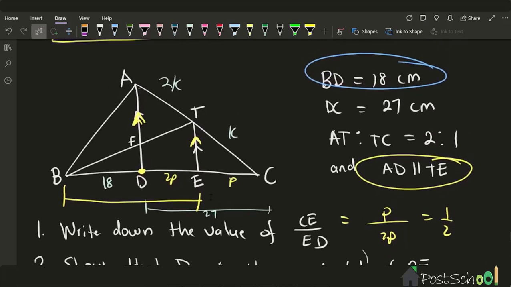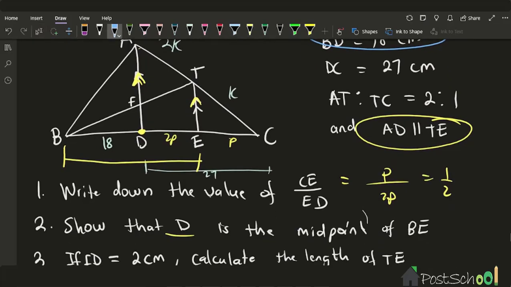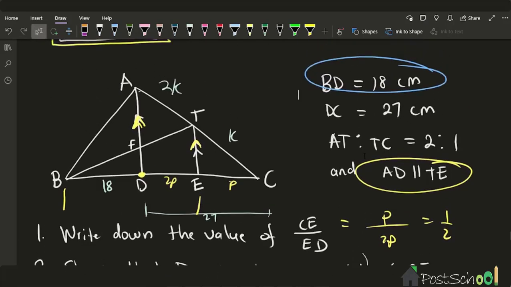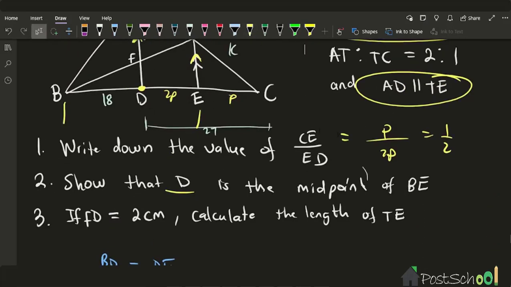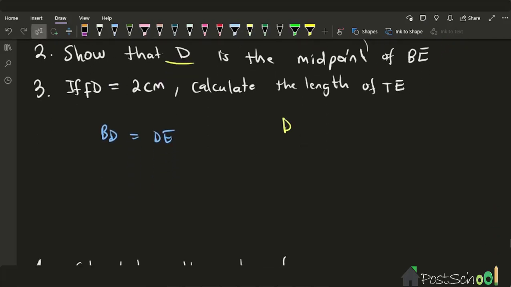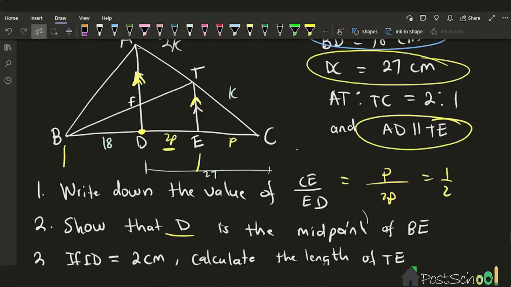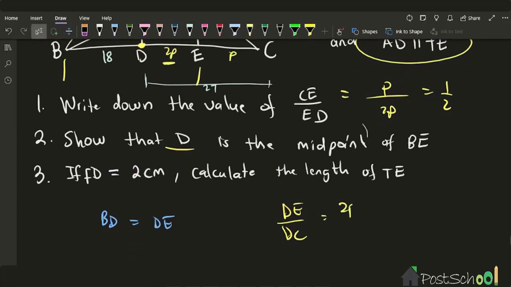Now I can use the information here. I can use this information. So I'm going to say DE over DC, because I have DC. So DE over DC. Now you can see DE is 2P. This is where this thing helps. DE is 2P, right?